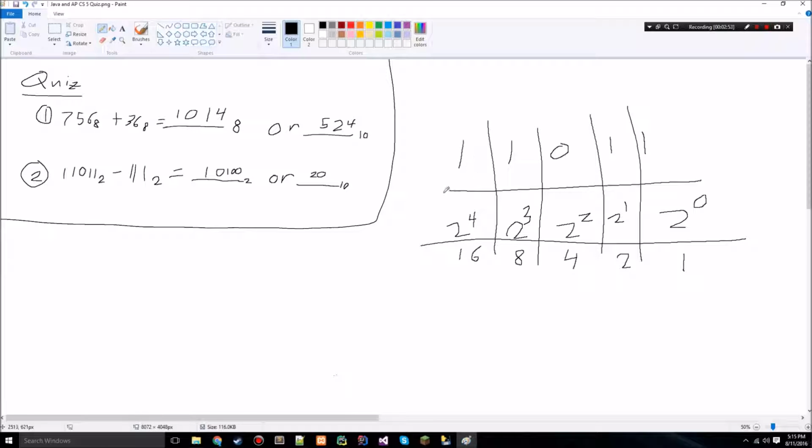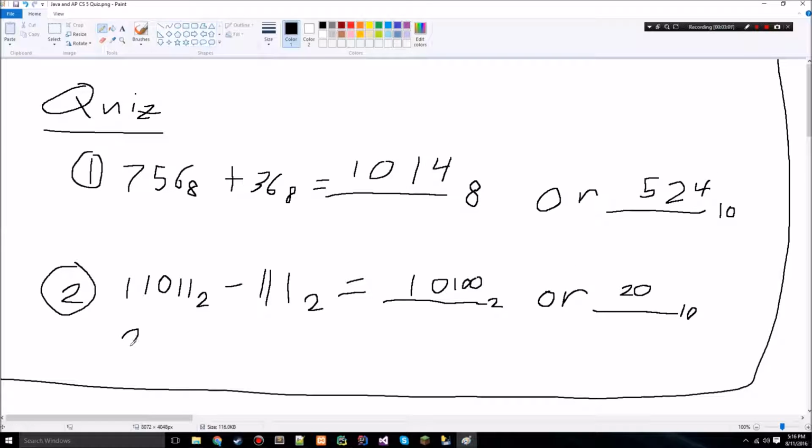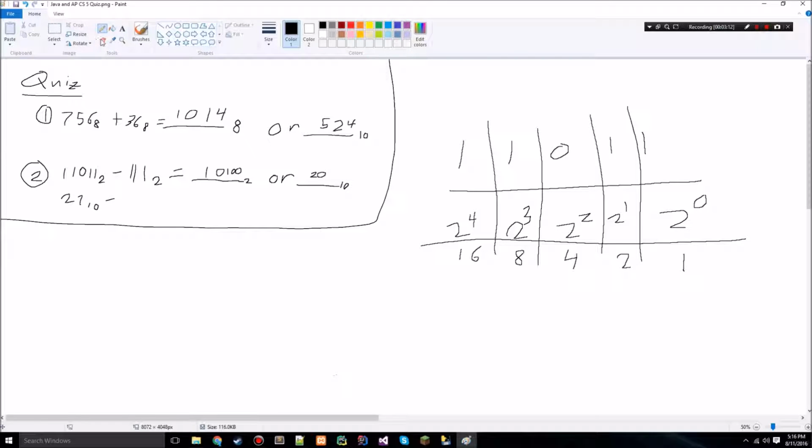Alright, so we go ahead and add all the terms that have 1 in them. So 16 plus 8, that gives us 24, plus 2, 26, add another 1, that gives us 27, base 10. 27 base 10. And then we go ahead and subtract that.